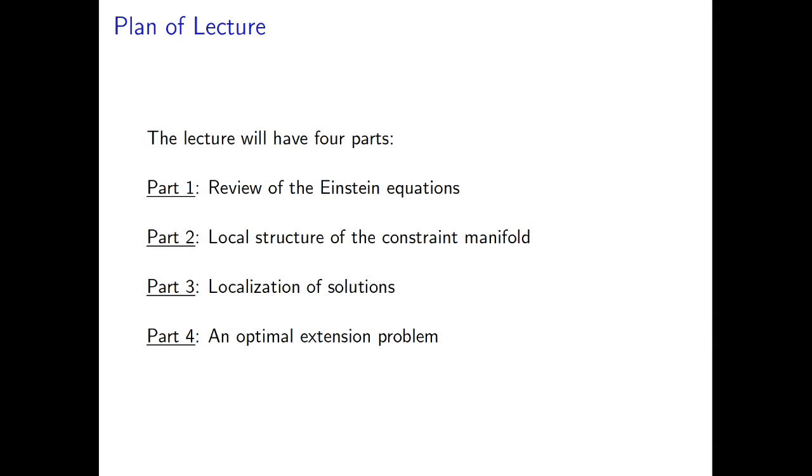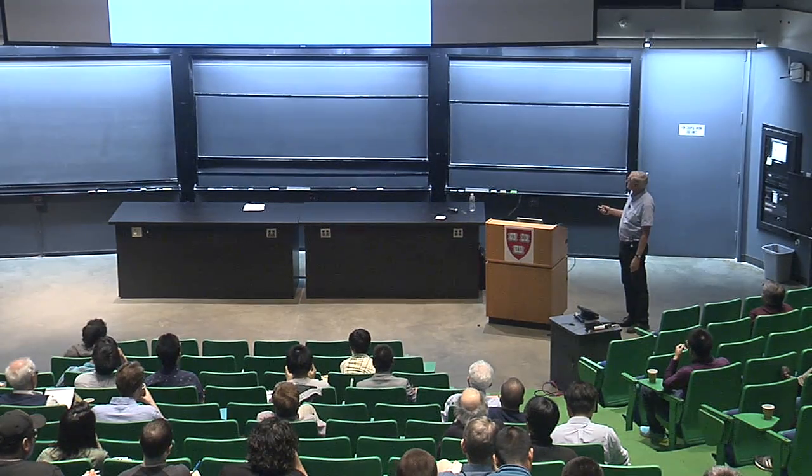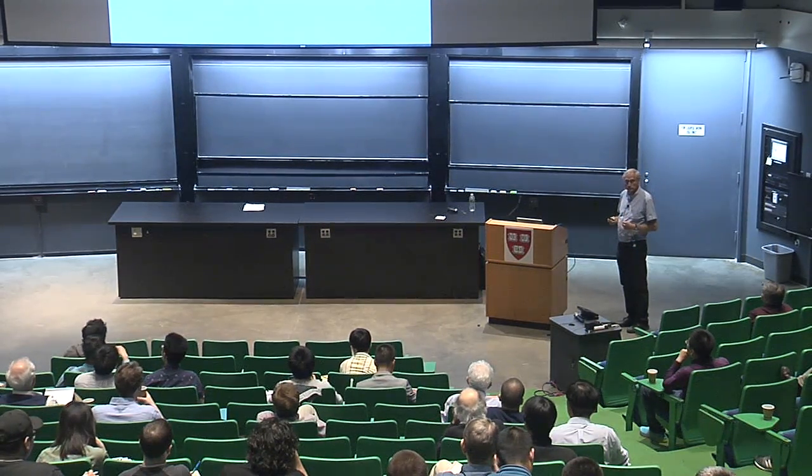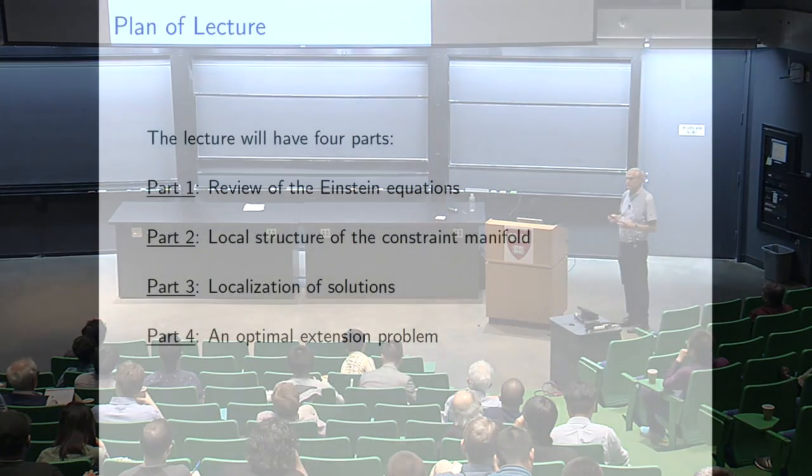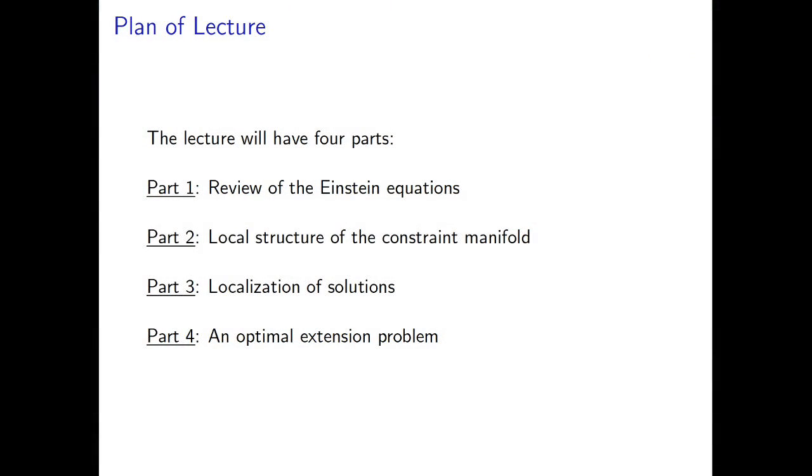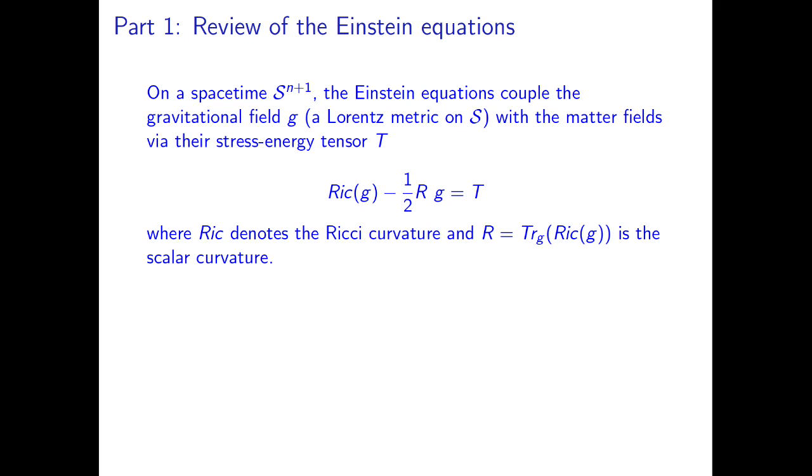And then I'm going to talk about two kinds of constructions of solutions. One of them has to do with localization, that is making solutions trivial in large sets. And another one has to do with an extension problem, which is another sort of existence question that can be formulated for the constraint equations. And so let me begin by reviewing the Einstein equations.